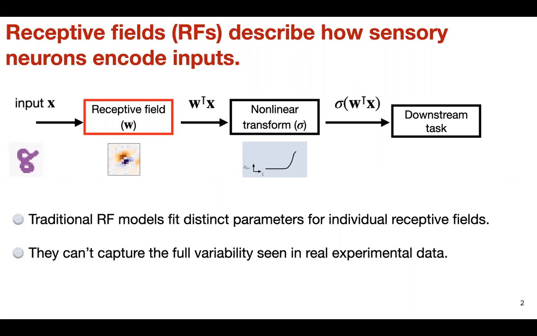Traditional receptive field models fit distinct parameters for individual receptive fields. So for every neuron, we have a distinct set of parameters, and moreover, they're deterministic and can't capture the full variability seen in real experimental data.